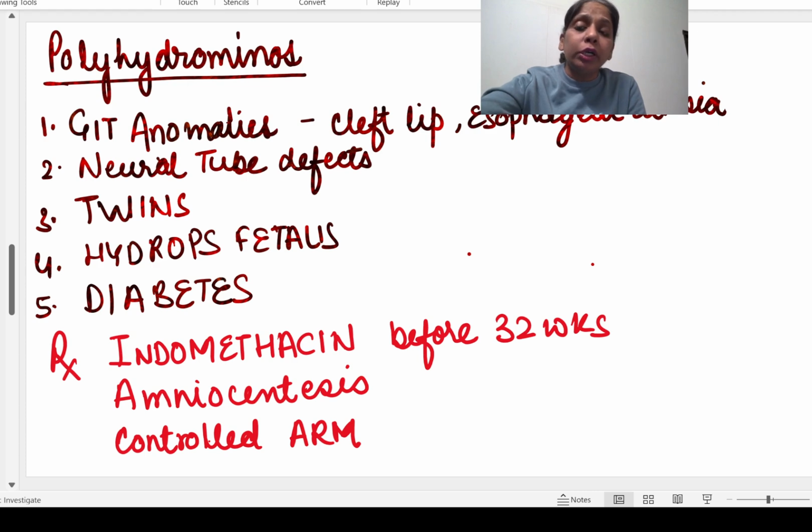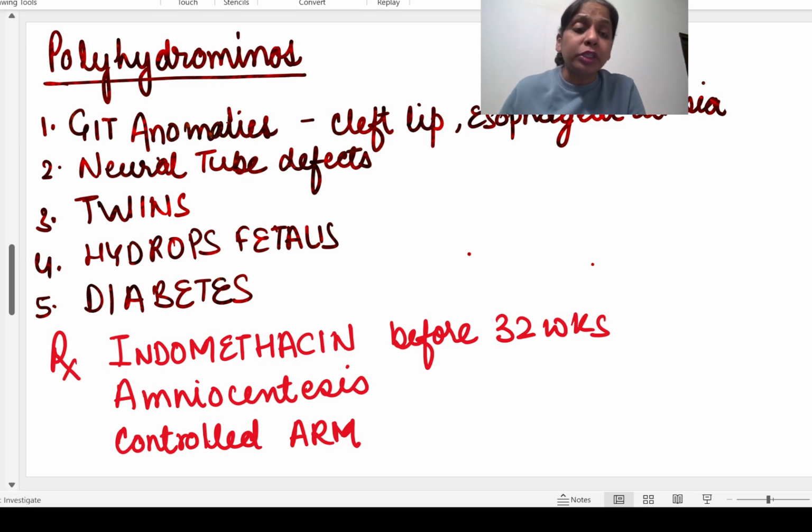Okay, so next is the neural tube defects. In all the neural tube defects, basically there is exposure of the membranes. This membrane exposure leads to the transudation of fluids into the amniotic sac, leading to polyhydramnios. So in anencephaly, spina bifida, all these cases of neural tube defects, there is polyhydramnios. So the most common anomaly leading to polyhydramnios is no doubt GIT anomaly. The second most common anomaly leading to polyhydramnios is neural tube defects.